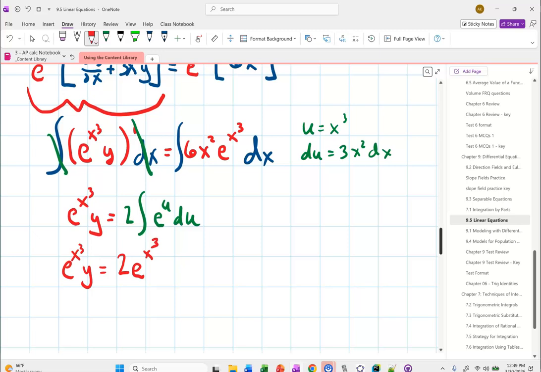So far, so good. And then I have a plus c because my integrals are now gone. Easy to forget that. I almost did it right there. And then the last thing I do is just divide both sides by e to the x cubed.